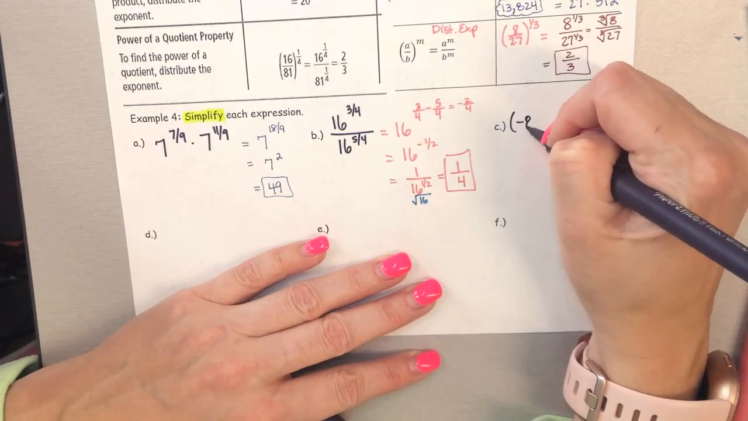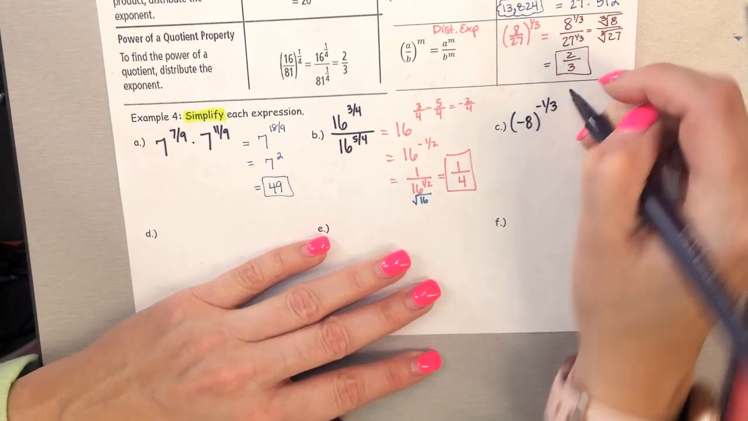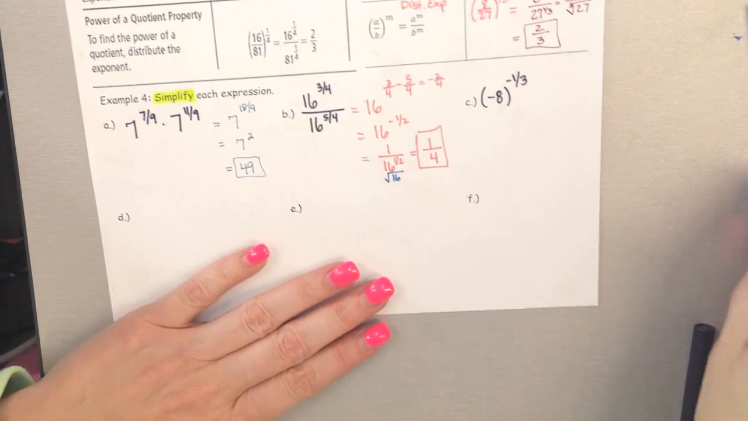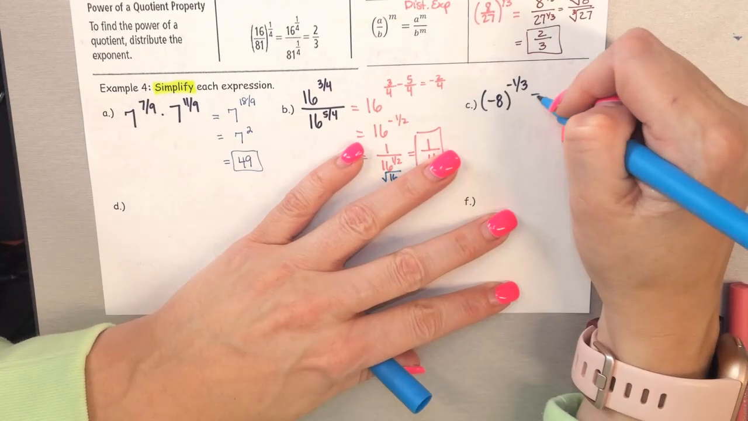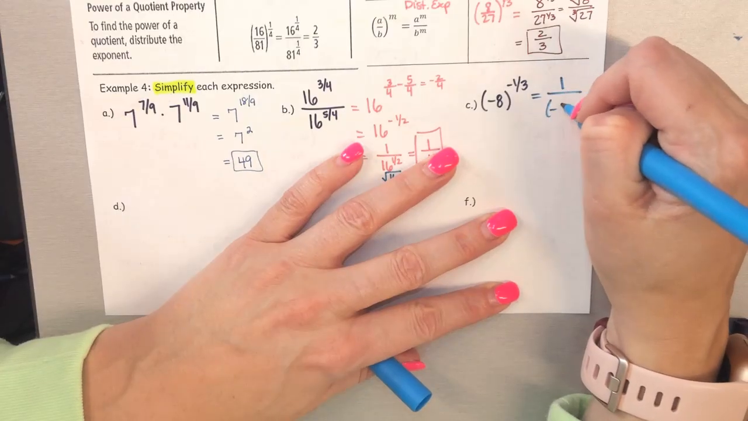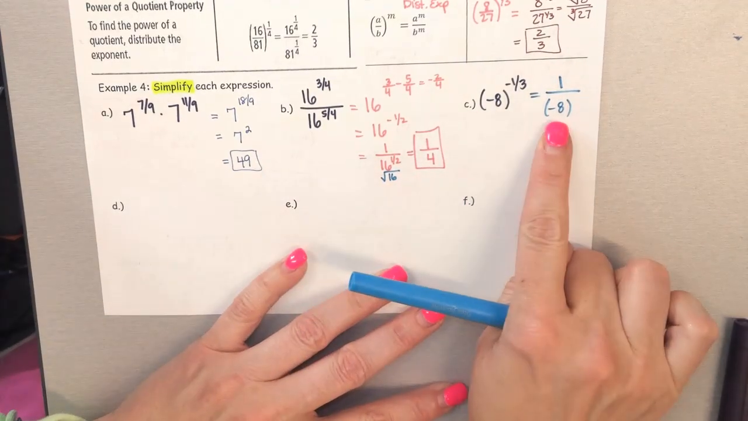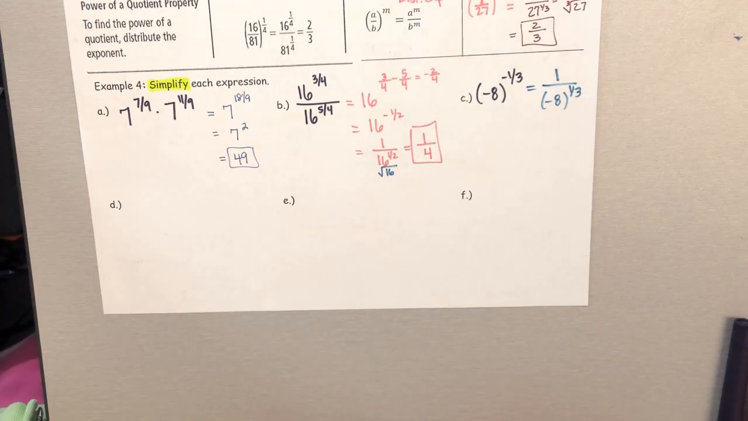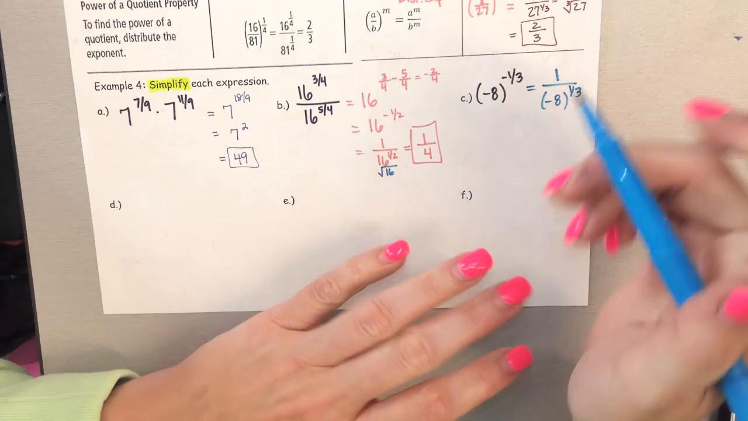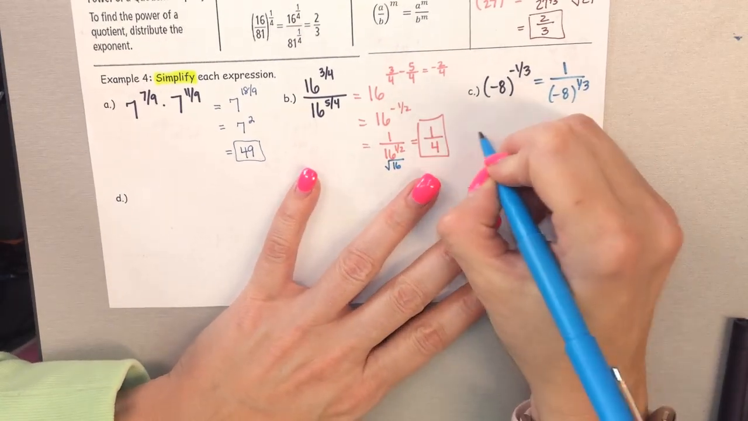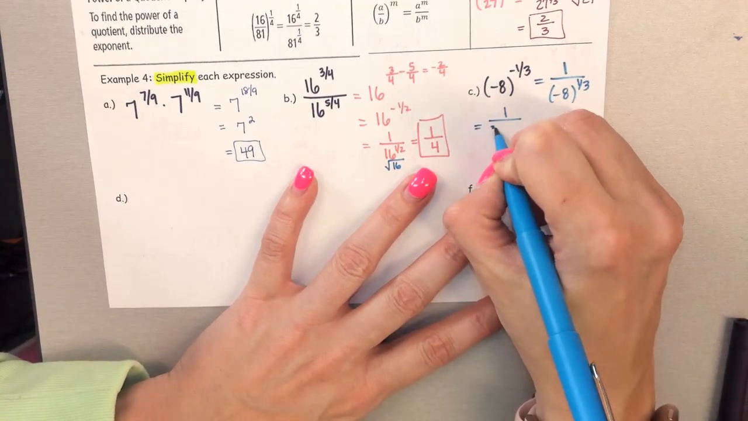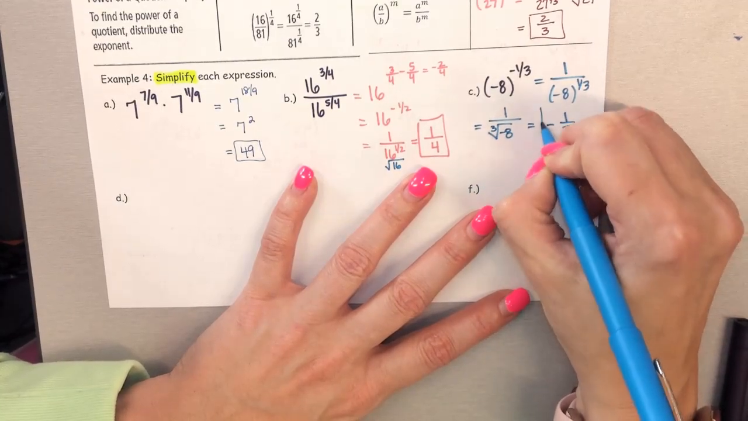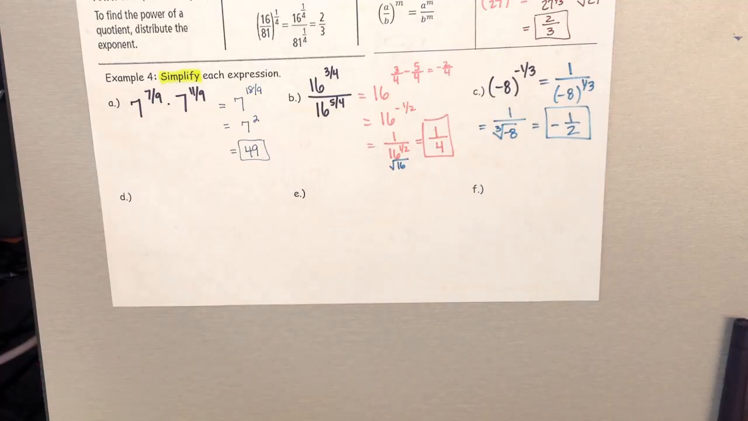All right, so then let's try negative 8 to the negative 1/3. Anytime you have a negative, that first step is 1 over. Okay, now the 8 stays negative. The only thing that becomes positive is the exponent. And then you can take the cube root. The cube root of a negative is going to result in a negative. Okay?